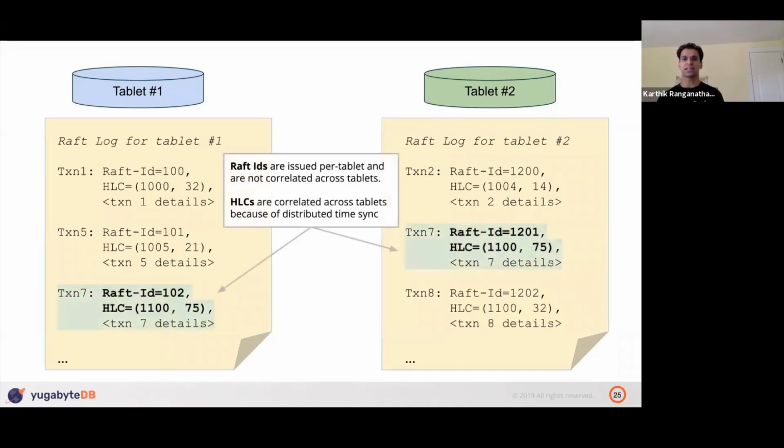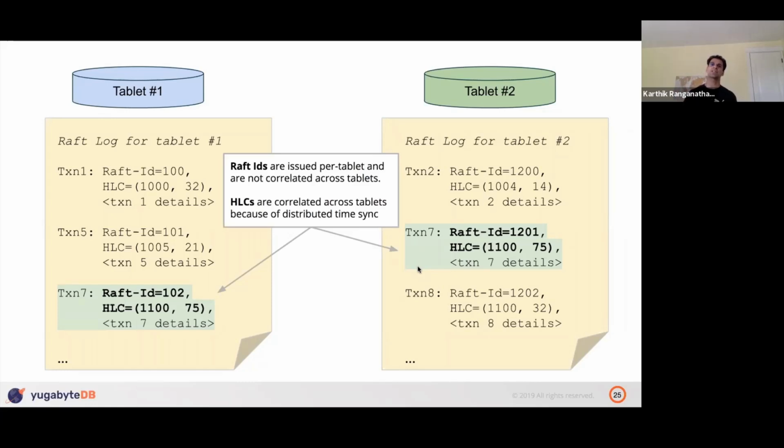What you see is that the Raft IDs are per tablet. So if you look at the Raft ID, it's 100, 101, 102. However, the hybrid logical times are flowing across the cluster and keep getting synchronized every now and then, right? So when a transaction is committed, effectively it'll have the same hybrid logical clock, but that gets associated to the Raft log sequence number, like LSN. So we use this trick to correlate stuff at the Raft level.